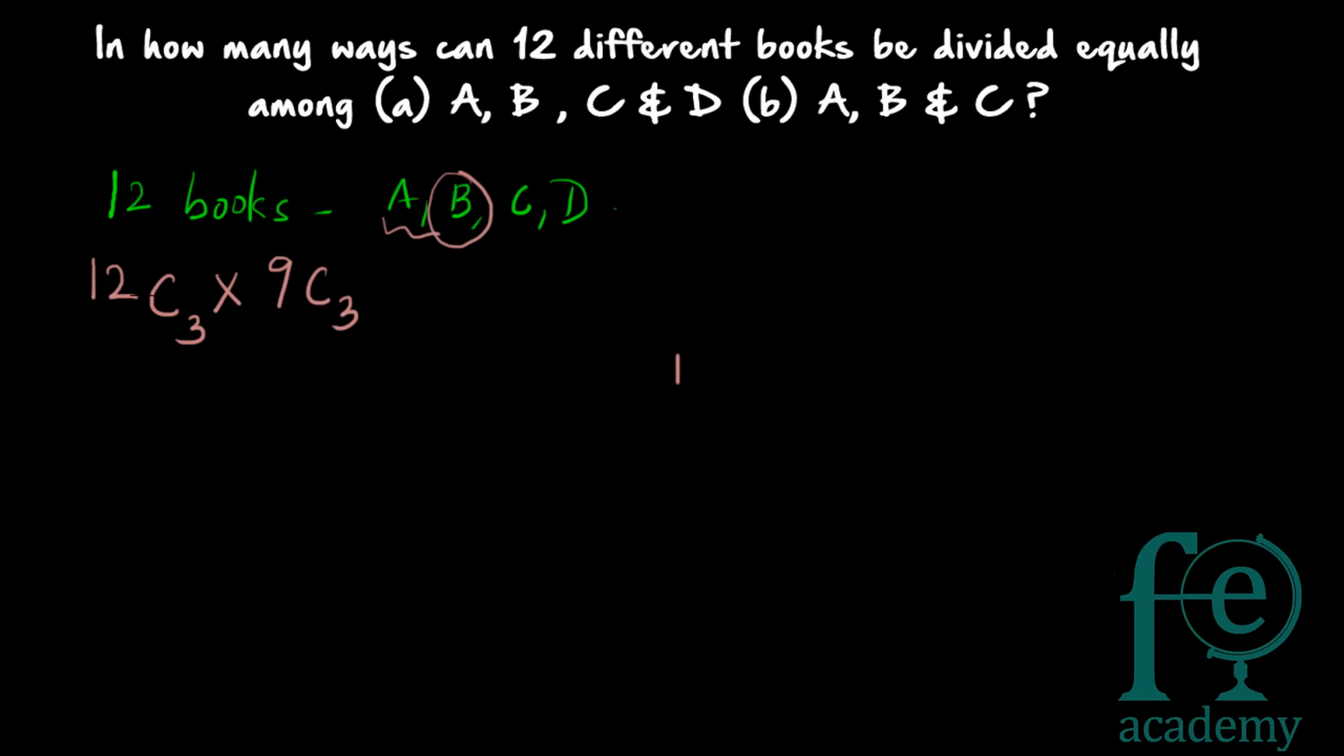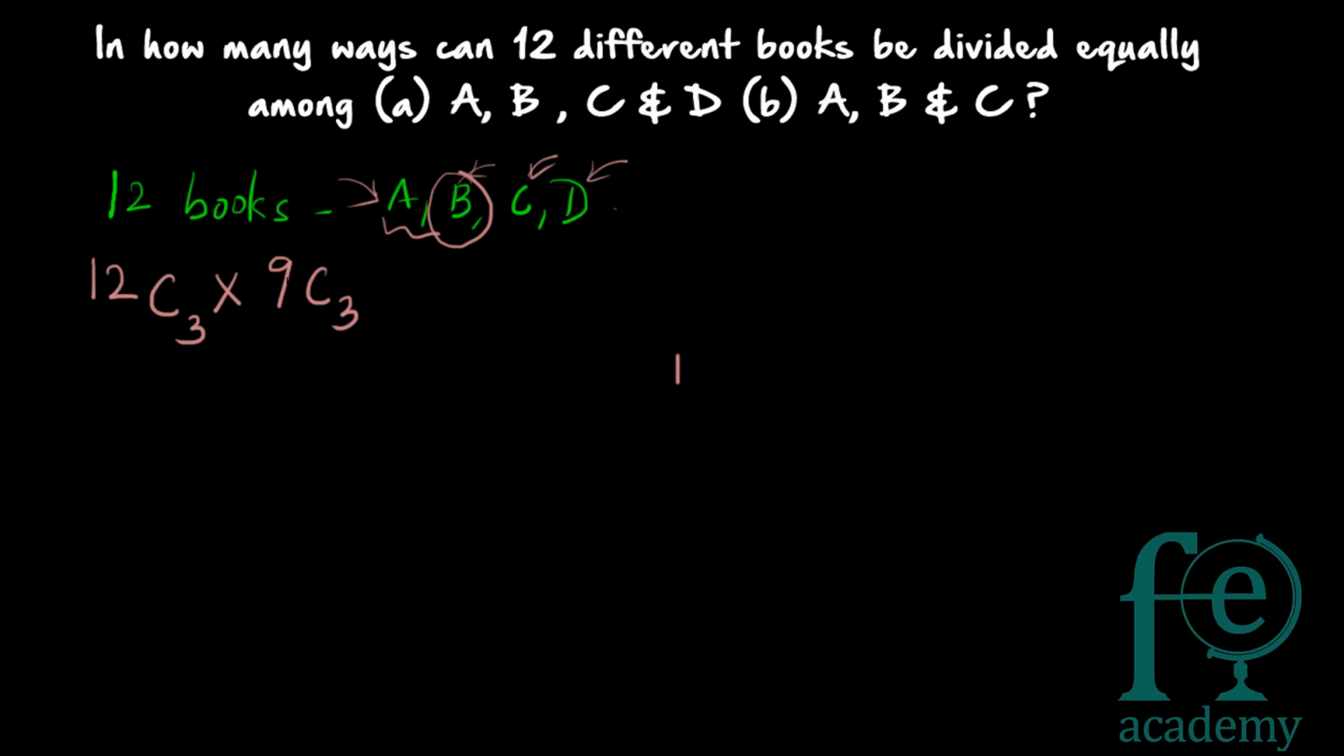So this is multiplicative, because 3 books are given to A, and 3 books are given to B, and 3 books are given to C, and 3 books are given to D. So 'and' is coming, so it is multiplication. 12 books are to be divided among A, B, C and D, with 3 books each.